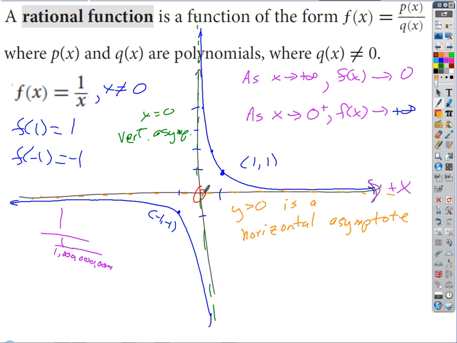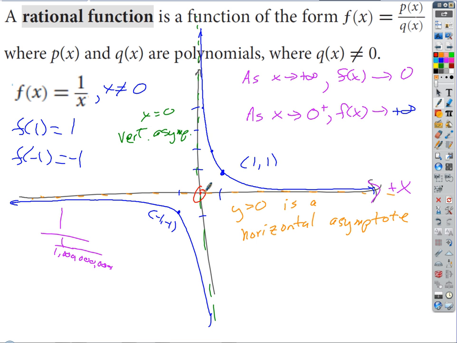Has odd symmetry because I could take the entire thing and put a tack in the board at the origin, spin the whole thing half a turn, and it lines up with itself, right? So it's got that odd symmetry, okay? All right, so there's our parent function. Not that hard to draw if you know where the asymptotes are, right?